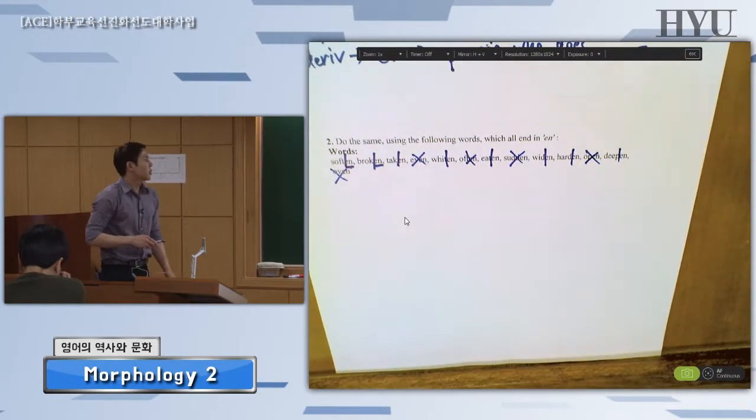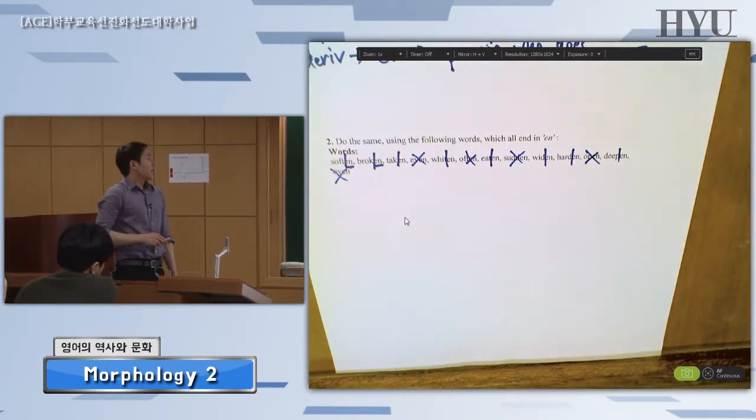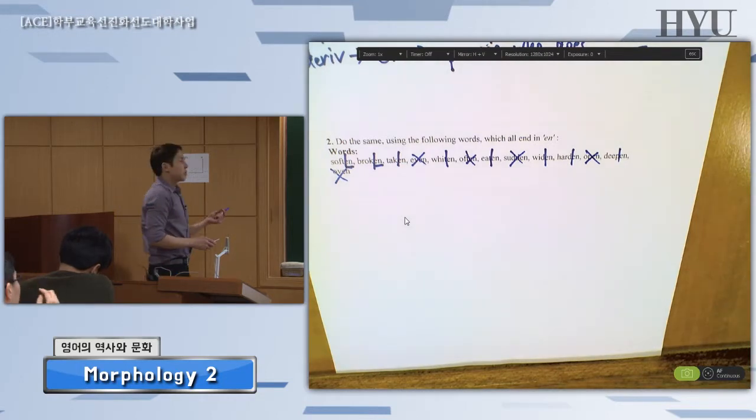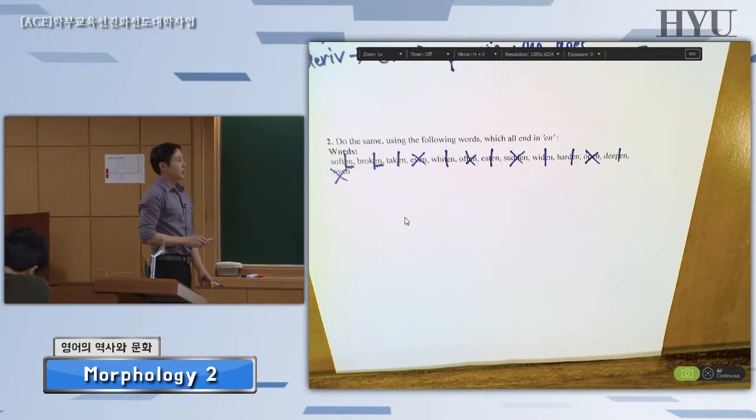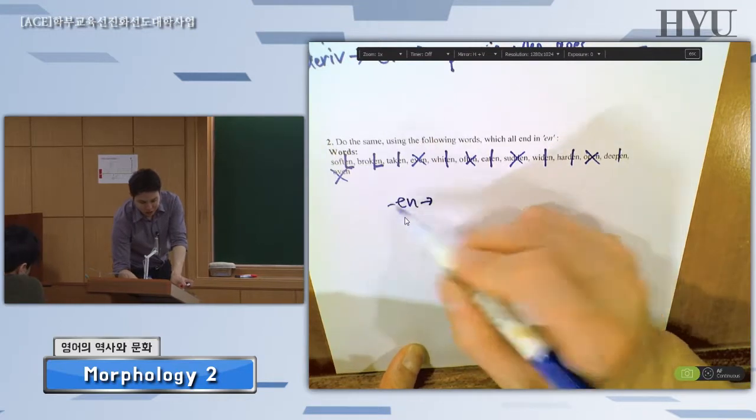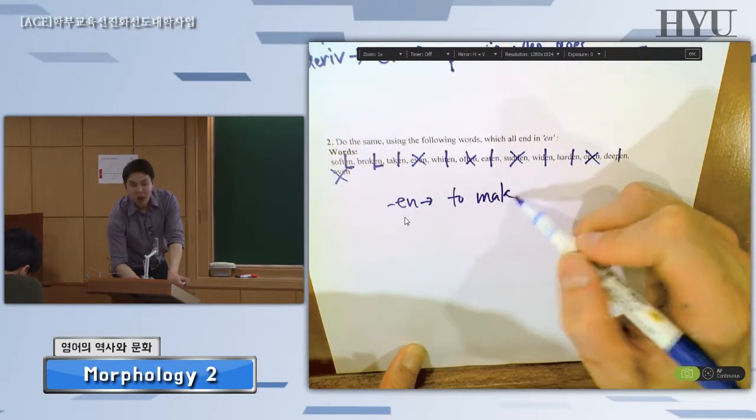So your answers should look more or less like this. There are some words that are not separable. The -en cannot be separated from those words. For example, even. Even, no. It's not ev plus en. Often, no. And sudden, no. Open, no. And oven, no. So only soften, soft plus -en. In that case, -en means to make. So soften is to make soft, right?